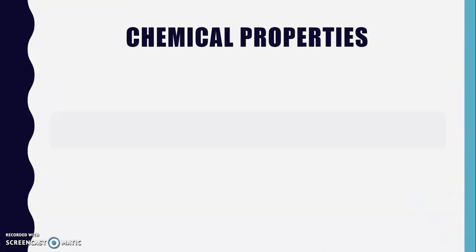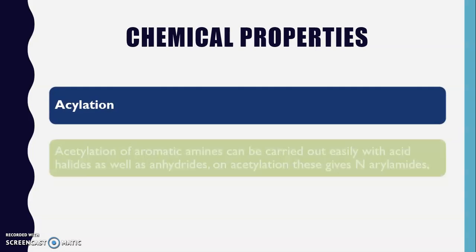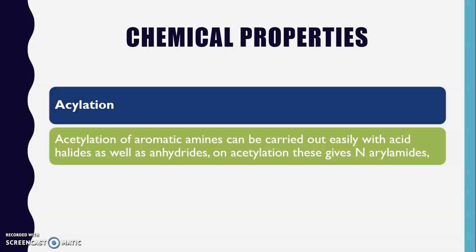After this, the third property that we are going to discuss is acylation. Previously we have studied alkylation. Here we are going to study acylation. Acylation means the addition of an acetyl group. Acetylation of aromatic amines can be carried out by using either acid halides or anhydrides. We can use acid halides, that is, acid chlorides for example, or we can use anhydrides also. So on acetylation, aromatic amines give N-aryl amides.